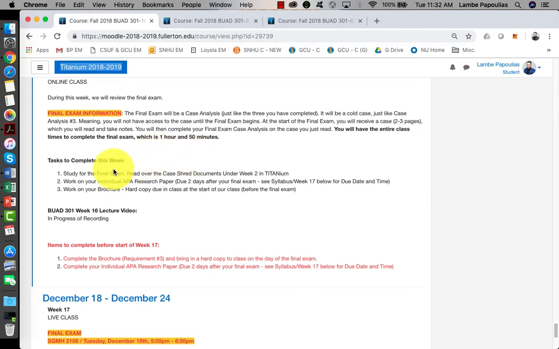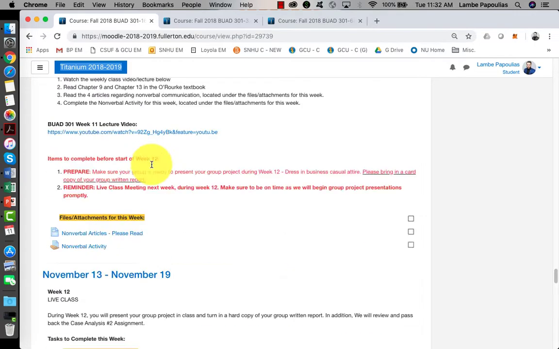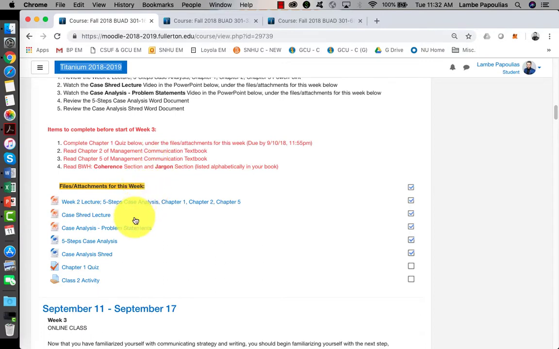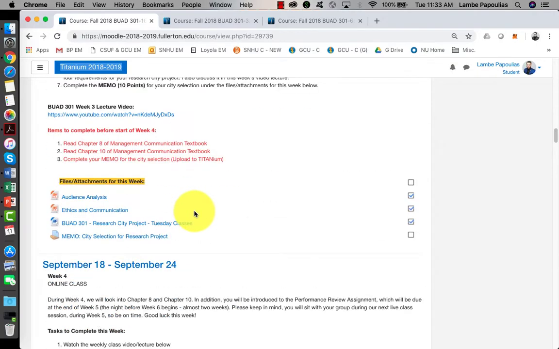So tasks to complete this week. Study for the final exam. What you can do is read over the case shred documents under week 2 in Titanium. So if you scroll up here to week 2, you will see the case analysis shred and the 5-step case analysis. Make sure you review these documents. You can also review the problem statement document, the case shred, problem statement PowerPoint, the case shred PowerPoint, the week 2 lecture as well. Make sure to go over everything, make sure you are prepared.